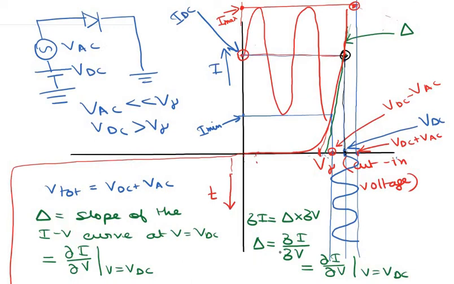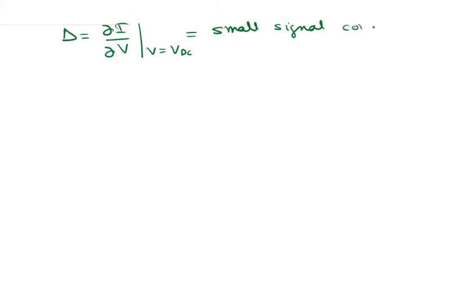Note that the unit of delta I by delta V, or del I del V at V equal to VDC, is basically that of conductance. This is basically known as the small signal conductance, or the diffusion conductance.